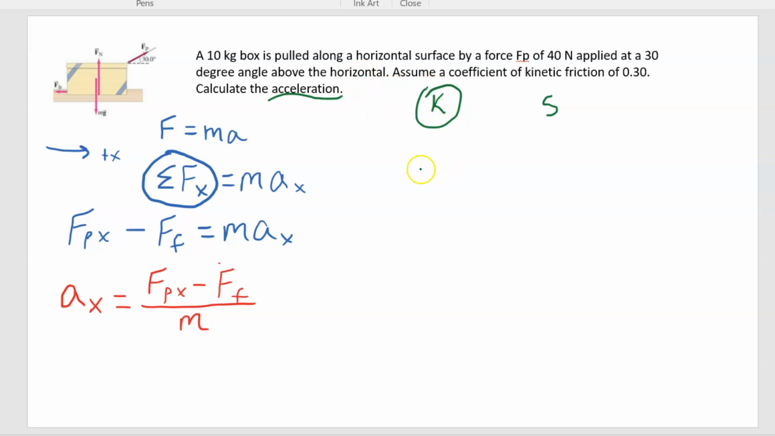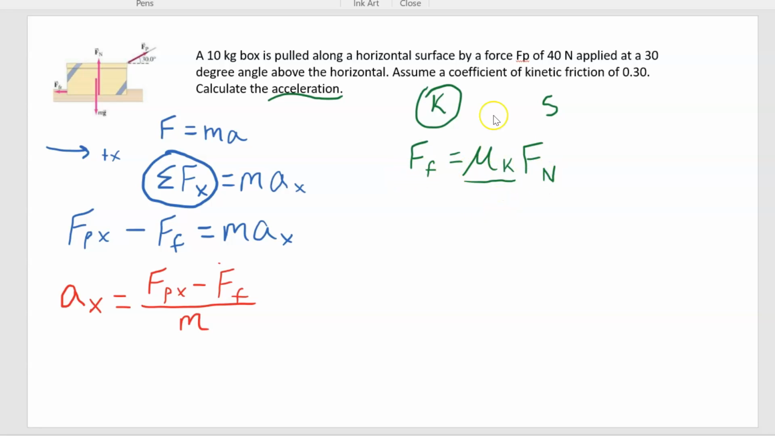Well, what's our kinetic friction equation? You should have this in your notes from long, long ago. The force of friction for kinetic friction is equal to the coefficient of kinetic friction. This is known as mu k, the coefficient of kinetic friction times the normal force.